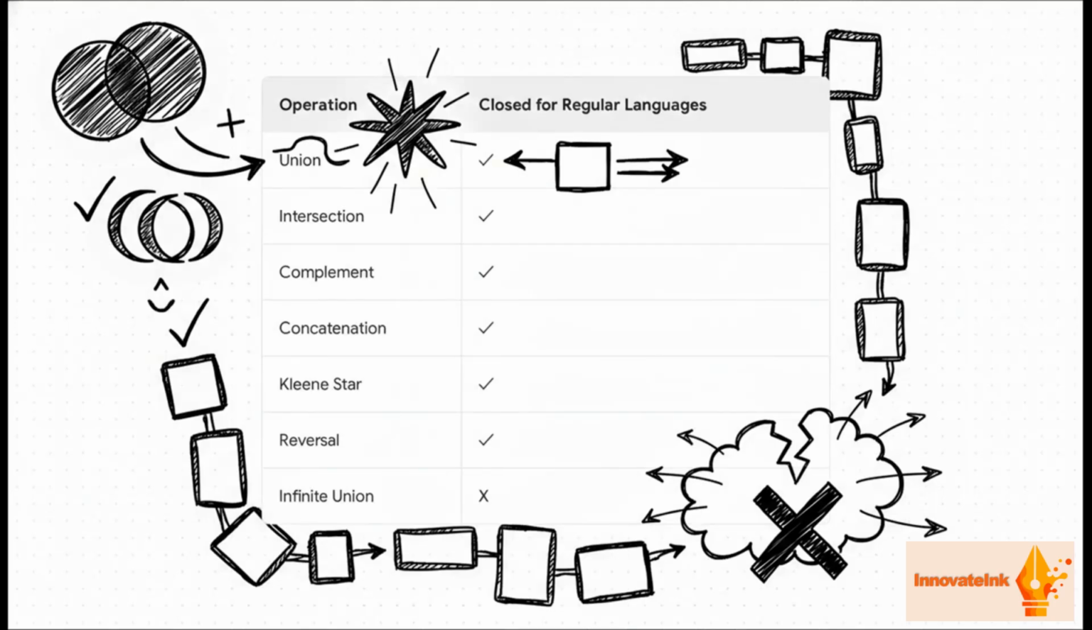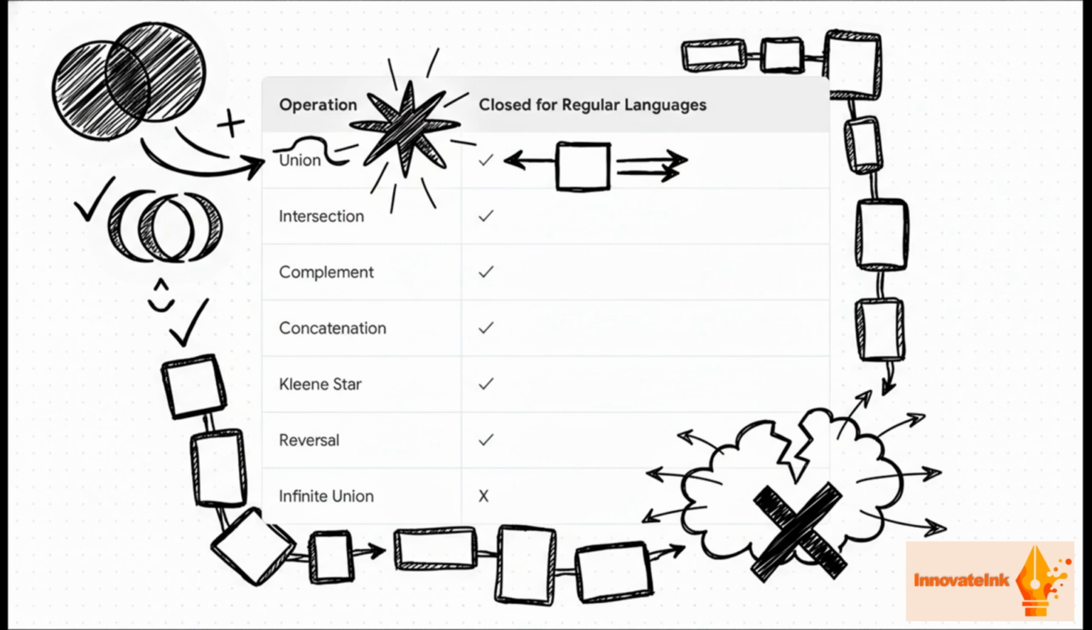What this table shows us is just how stable regular languages are. See all those check marks? That means they're closed under most of these key operations. In plain English, if you take 2 regular languages and smash them together with union or concatenation, the result is still a regular language. It's incredibly consistent.